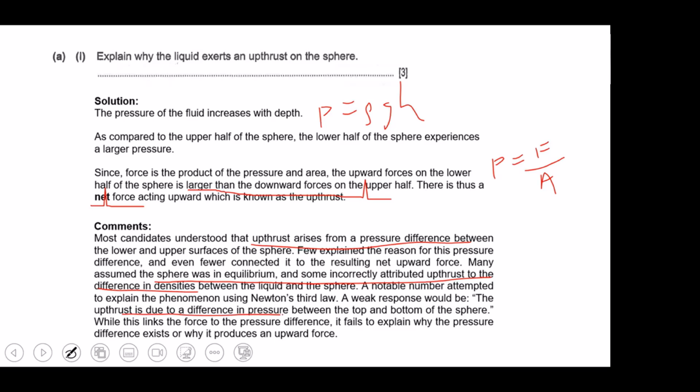Upthrust is due to a difference in pressure between the top and the bottom of the sphere. This is weaker because it does not have any explanation, right? Try to explain a bit more: why the pressure difference exists or why it produces an upward force.